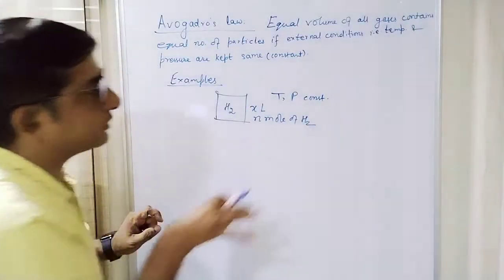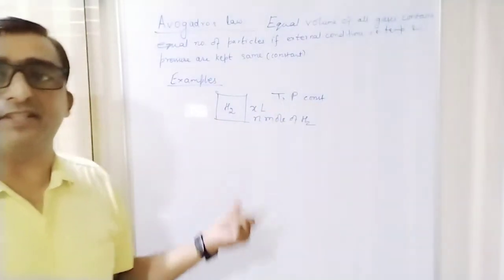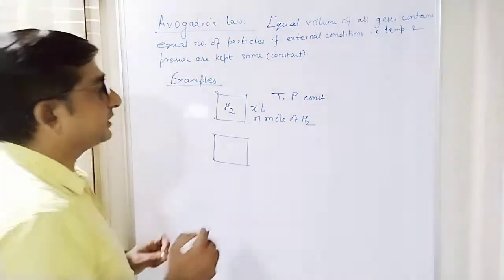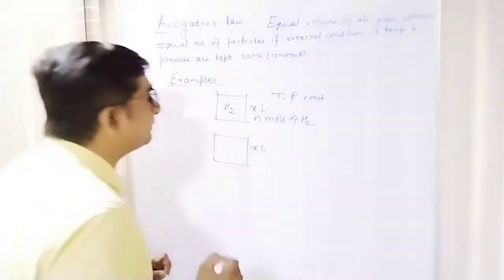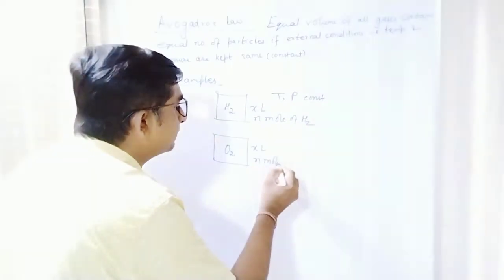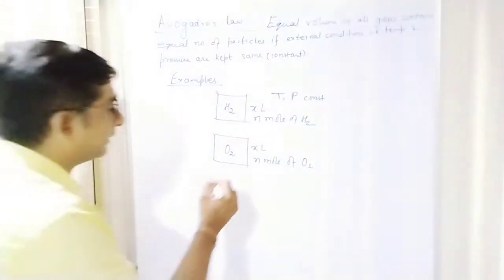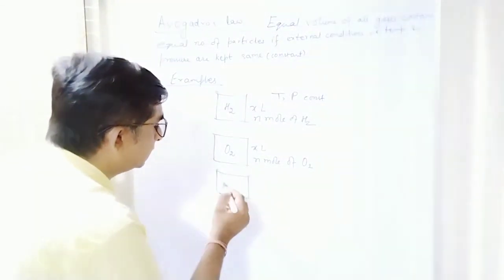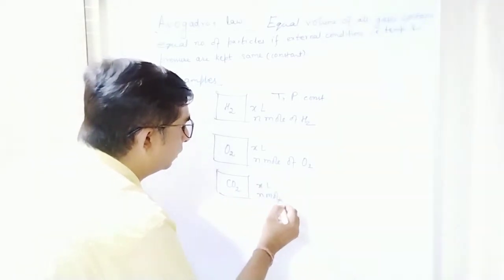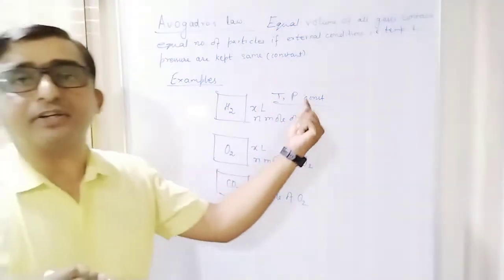Whichever volume I take, in all those volumes the temperature and pressure will be the same everywhere. So if I take one more vessel which has the same volume, X liter, and now I take O2 gas, it will contain n mole of O2. If I take carbon dioxide, CO2, in X liter, it will again contain n mole of CO2. Don't forget to write that temperature and pressure are the same in all these cases.